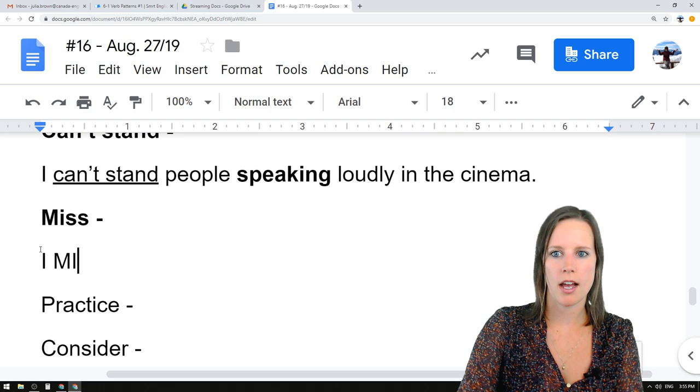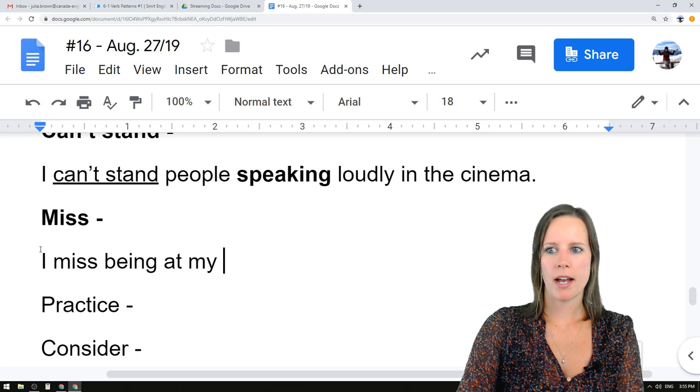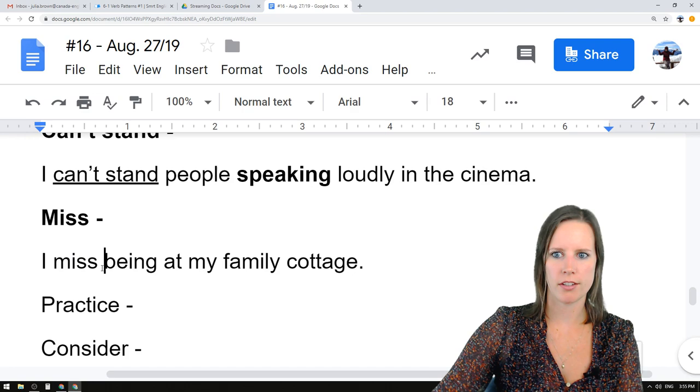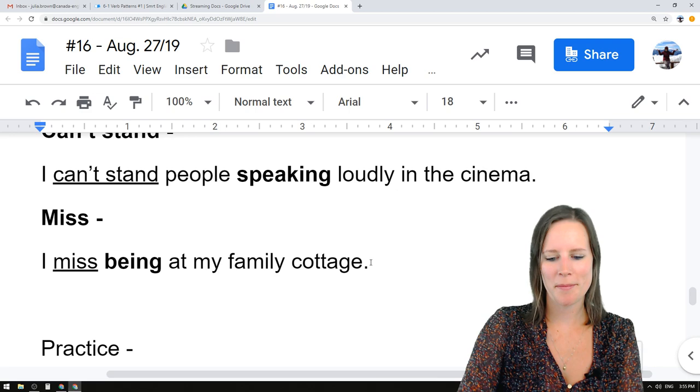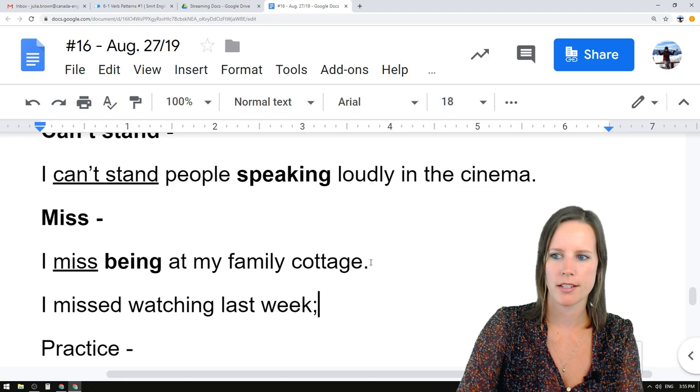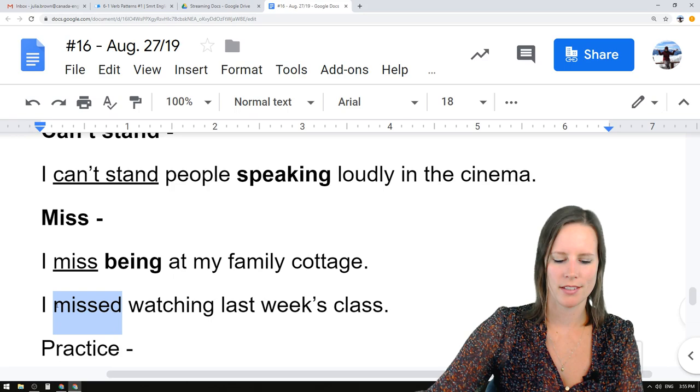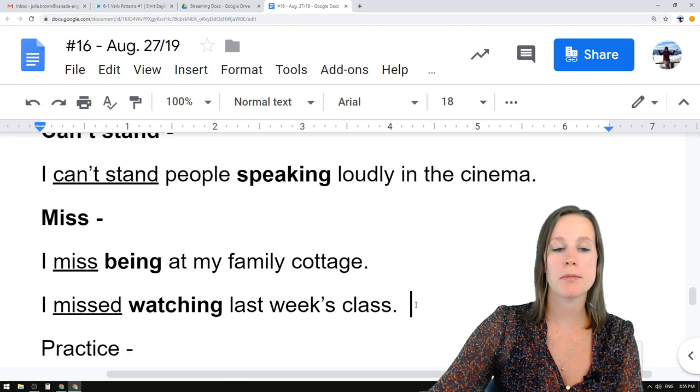I miss being at my family cottage, for example. Okay, so here is our first verb. And as you can see, being is a really common gerund. Good, Amir, good. I miss, good job with the past tense, watching last week's class. Good. Here's your verb one. Here's your gerund. Okay, let's move on to practice.